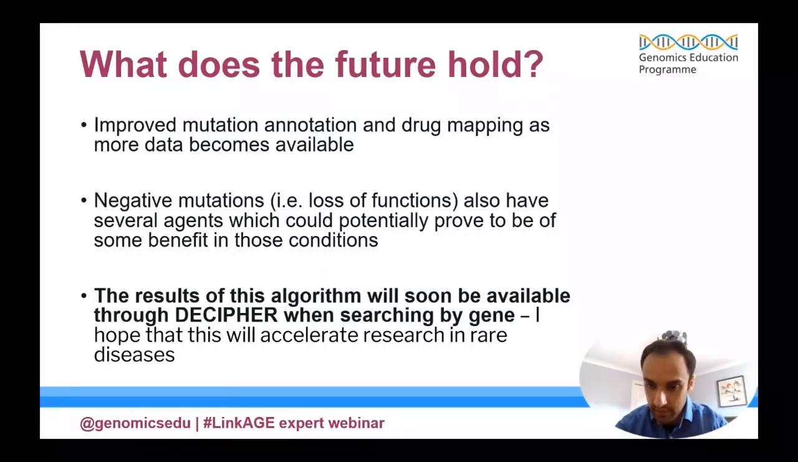The results of this algorithm and actually the tool itself is now being embedded into the Decipher database, which I'm sure a lot of people here already use. And when you're searching either by patient or by gene, if there is a drug target potentially within that disorder or the protein in question, Decipher should now flag it up or will soon flag it up. And my hope is that this will accelerate research into the treatment of rare diseases and allow us to repurpose a lot more drugs and give us a lot more orphan drugs to combat these diseases in the hopefully not too distant future.